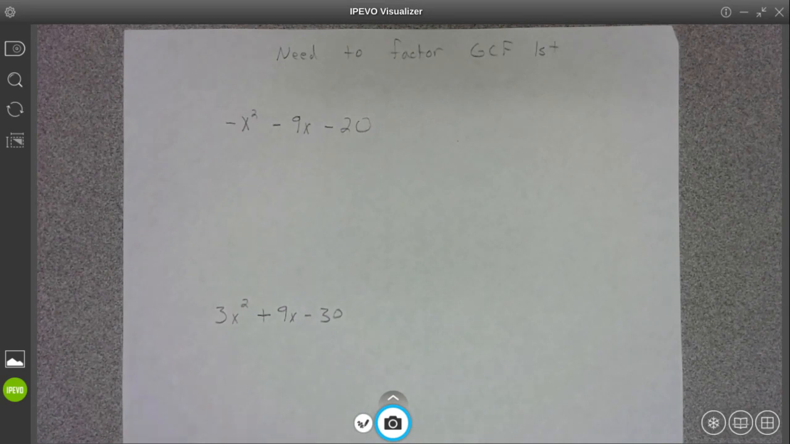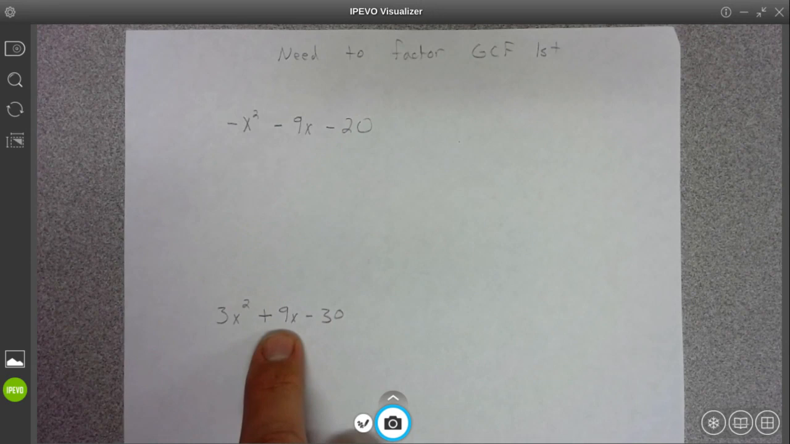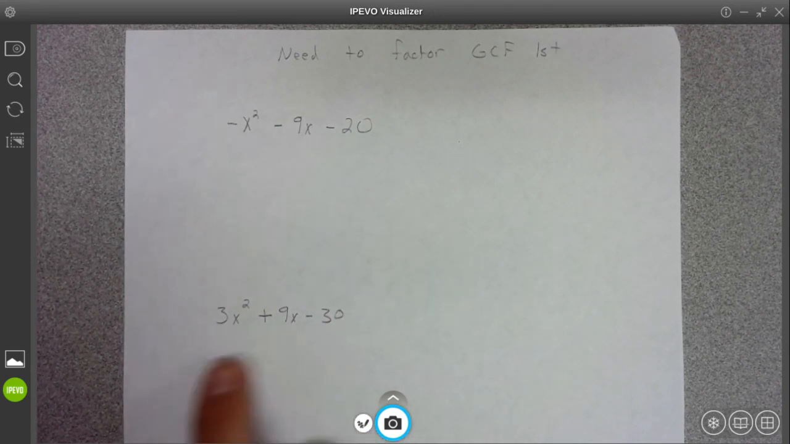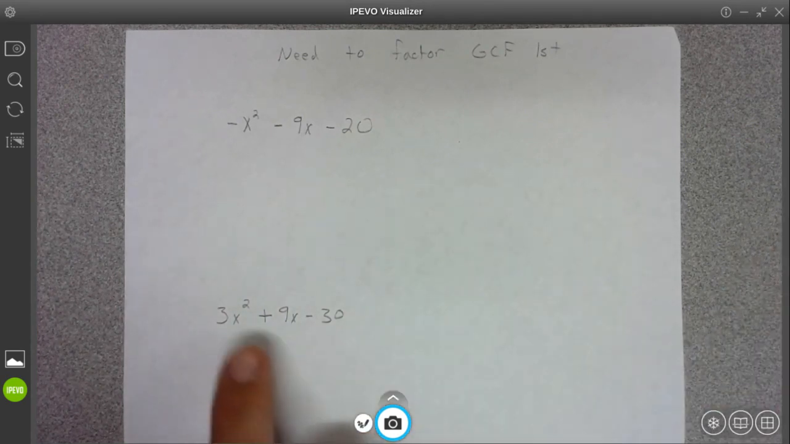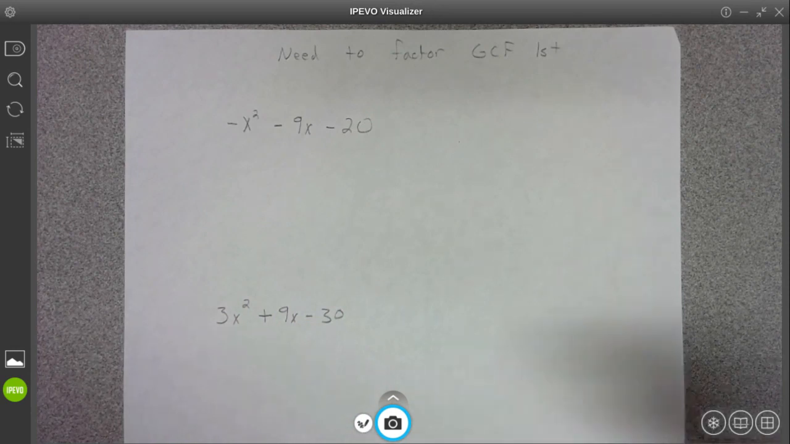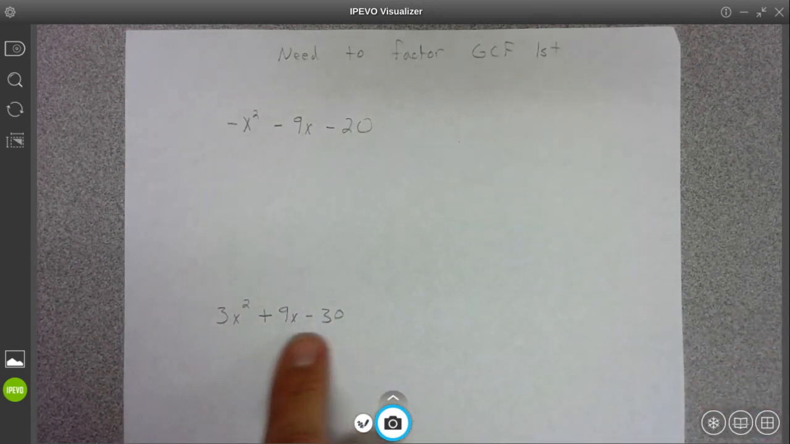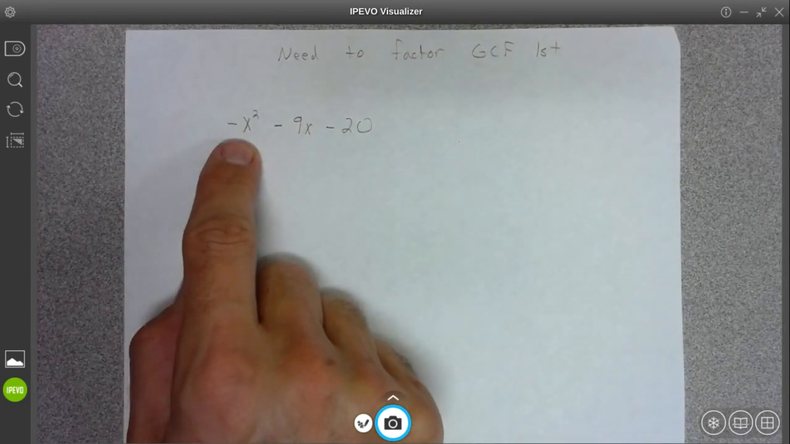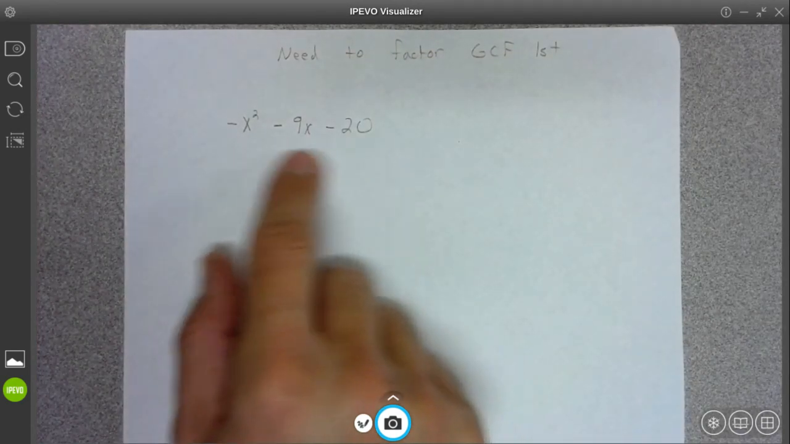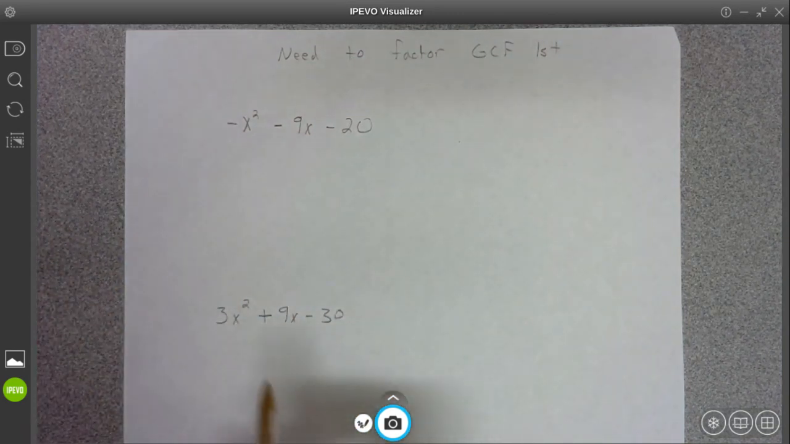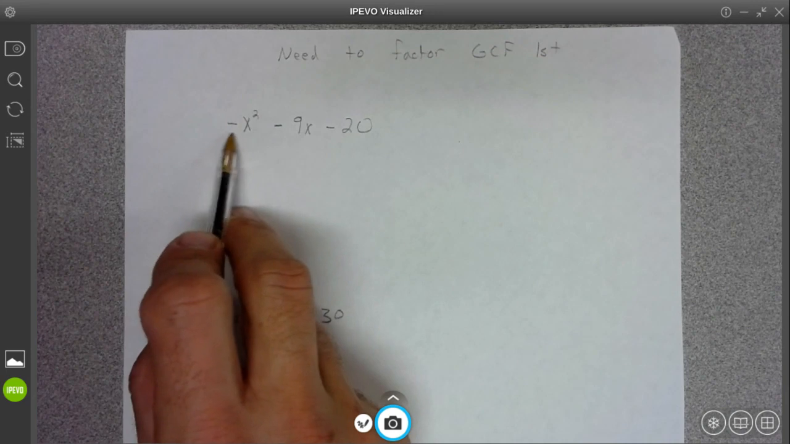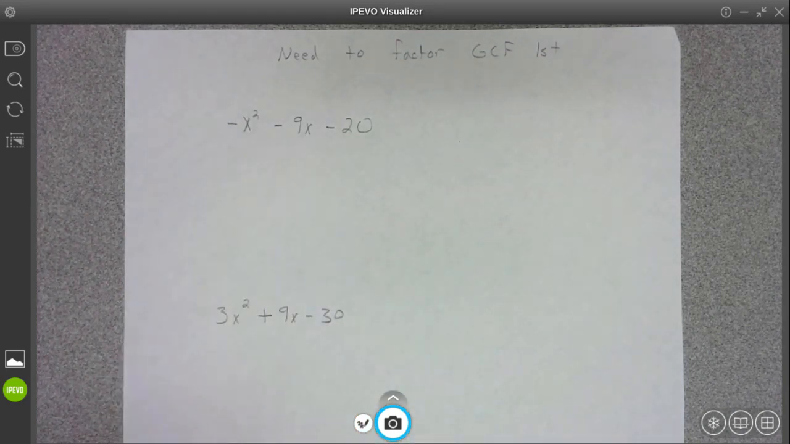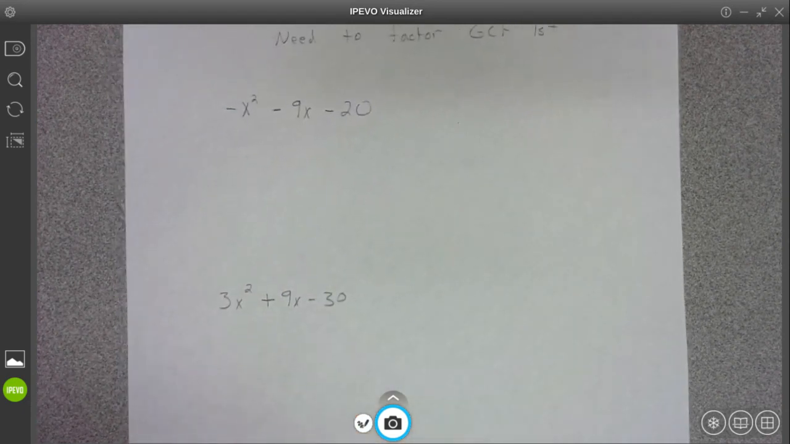You'll notice that all three of these numbers, the 3, the 9, and the 30, 3 will go into all of them. That tells you this is something you always want to look for. You want to see if they all have a common factor, like if 2 goes into all of them or 6 goes into all of them. In this case, 3 goes into all of them. You can always divide something by 1, or by -1, but by convention it just makes it a lot easier if you factor out this negative sign out here. I'm actually going to do this example first.